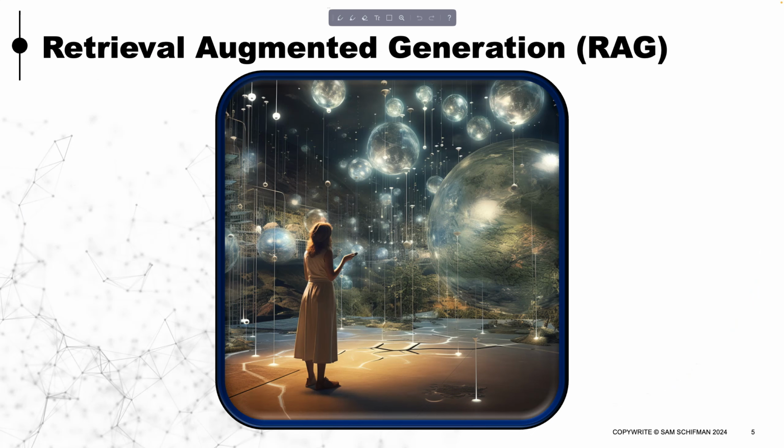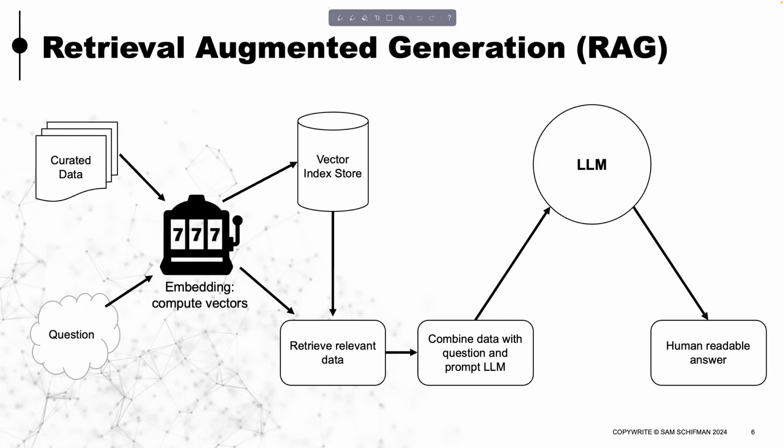Luckily, there are new techniques coming out every day, and one called Retrieval Augmented Generation, or RAG, can help us get around some of these problems. So let's chat a bit about how RAG works.